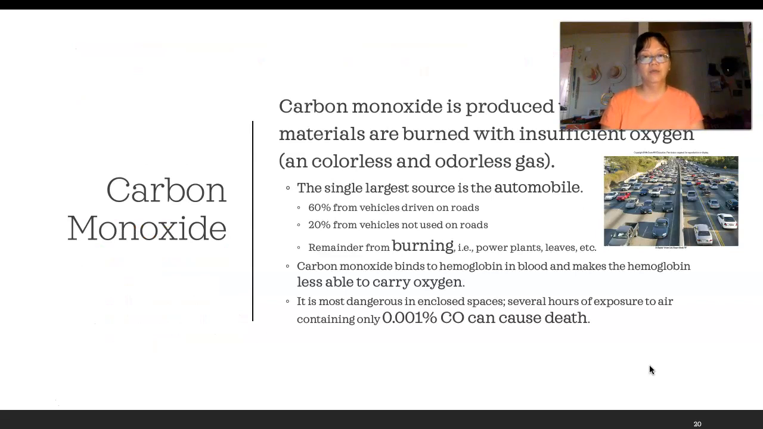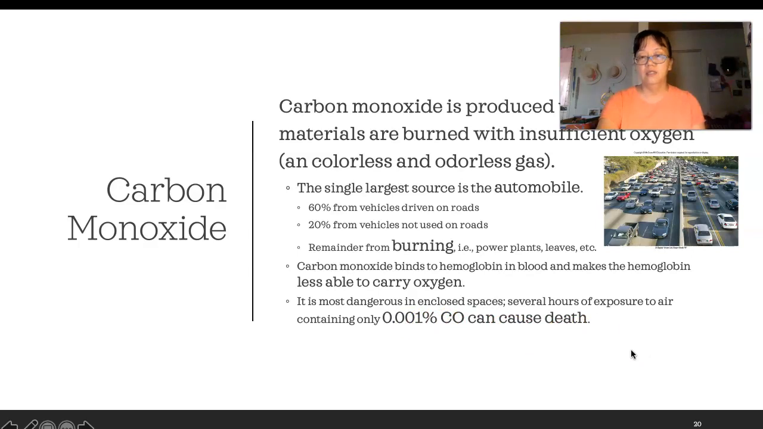So I want to give you some background to the primary pollutants here. Carbon monoxide. Why is it a silent killer? Because it's colorless and odorless. And it happens when there's not enough oxygen and something is burning. That is how it is produced. A lot of houses and apartment complexes where people live have carbon monoxide detectors because it is very toxic. And 0.001% can cause death.